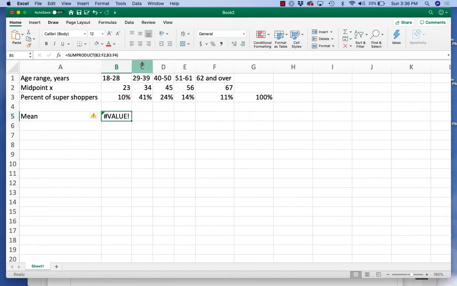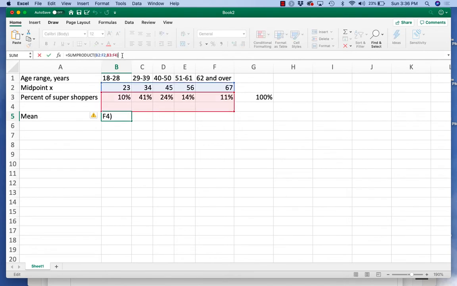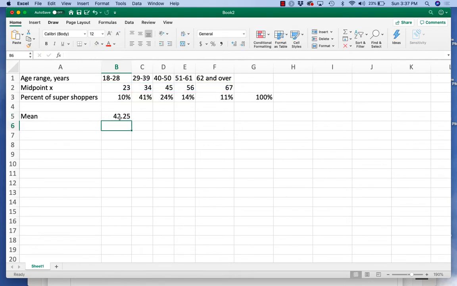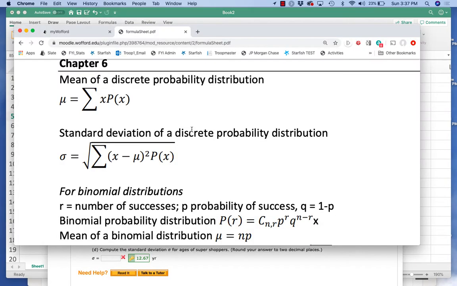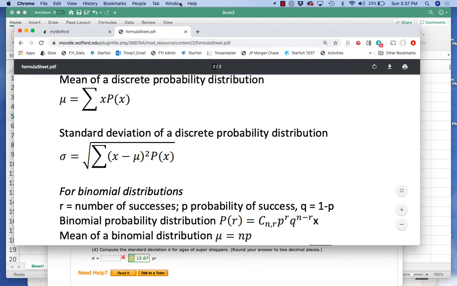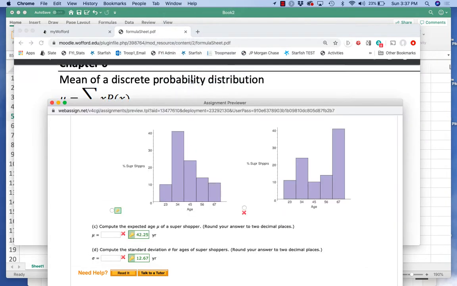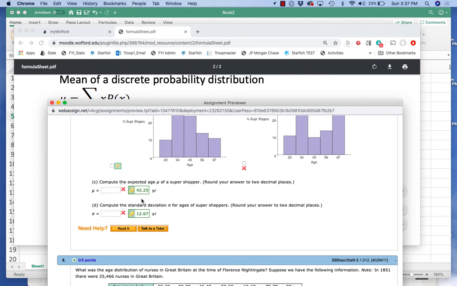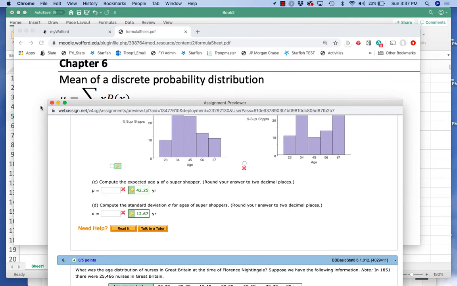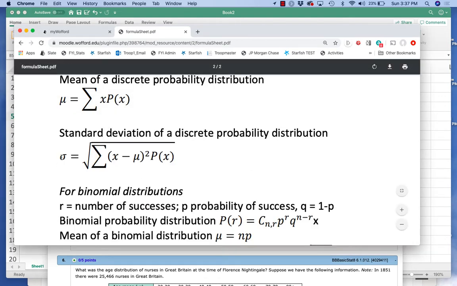It didn't work. Let's see. Oh, because I picked one too many. Now I get 42.25, which is believable because my ages range from 23 to 67, and most of the people are around 29 to 39, and the others would kind of weigh it heavily that way. So if I go back, 42.25 is my answer.